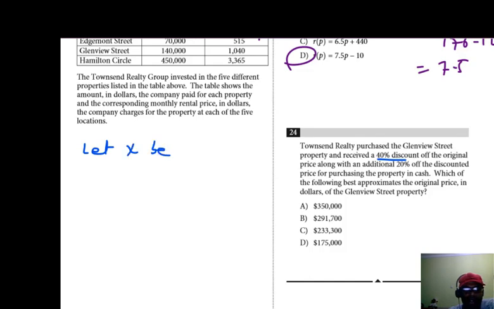Let X be the original price. All right, so let's find the 40% discount. Which means X minus 40%, meaning 0.4X. When you subtract, we have 0.6X. This is the discounted price. Okay, so again there is an additional 20% off the discounted price, which means from this there is an additional 20%.